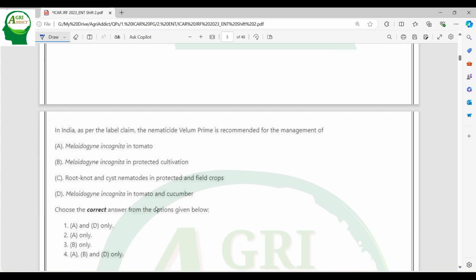Next question is, in India, as per the label claim, the nematicide Velum Prime, this is a very important nematicide that is used nowadays, and it is a very effective nematicide. Velum Prime is the trade name, and its active ingredient is fluopyram. Okay, fluopyram is the compound that is present in Velum Prime.